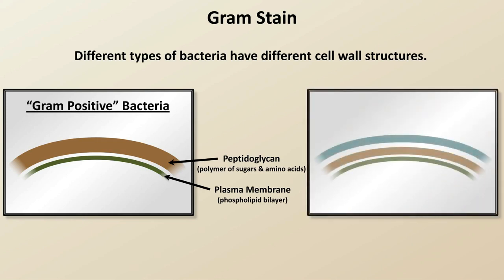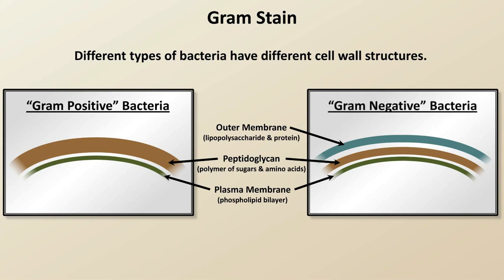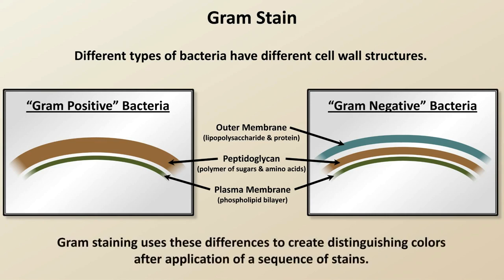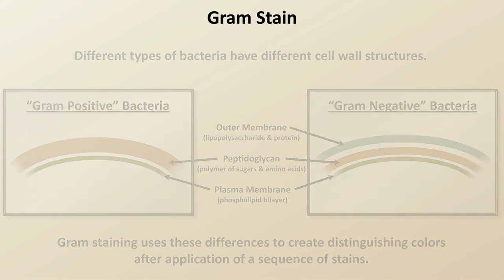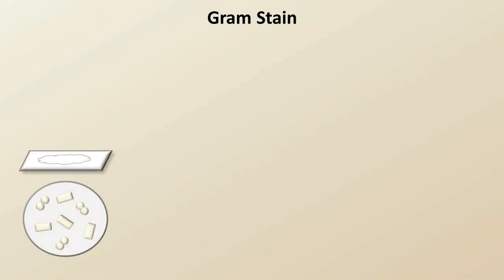In the other category of bacteria, the outermost layer is referred to as the outer membrane, which is made up of lipopolysaccharide and protein. Inside of this is a thin peptidoglycan layer. Finally, the innermost layer is the same plasma membrane. These bacteria are known as gram-negative. Gram staining uses these differences to create distinguishing colors after application of a sequence of stains. Let's go over the specific sequence of steps in a gram stain, starting with an unstained slide of bacteria, which is a mix of unknown rods and unknown diplococci, that is, cocci that occur in pairs.